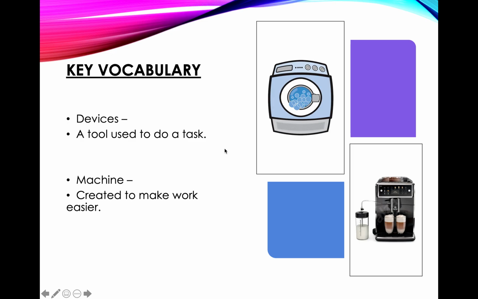Now let us look at our key vocabulary. If we look at the word devices, it means a tool used to do a task. And a machine is created to make work easier. Instead of washing your clothing by hand, you could use a machine to wash the clothing.